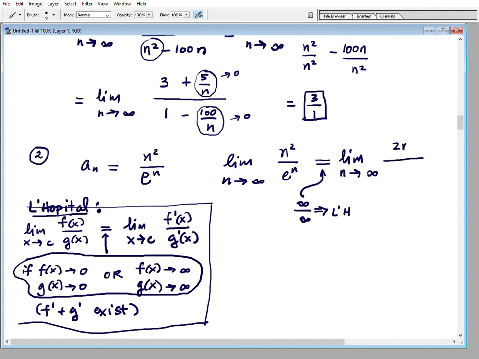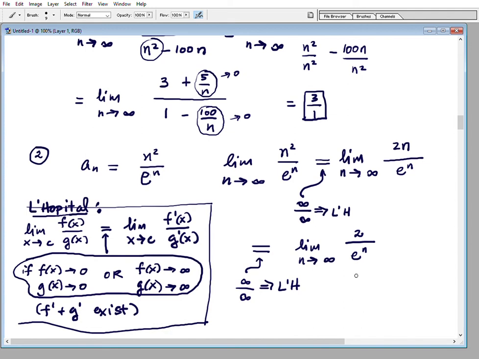Derivative of top with respect to n, derivative of bottom is still e to the n. We still have infinity over infinity, so let's do it one more time. So again, justify it. We're going to do L'Hopital again. And we get finally the n on top disappears, so we no longer have infinity over infinity. We can take the limit now.